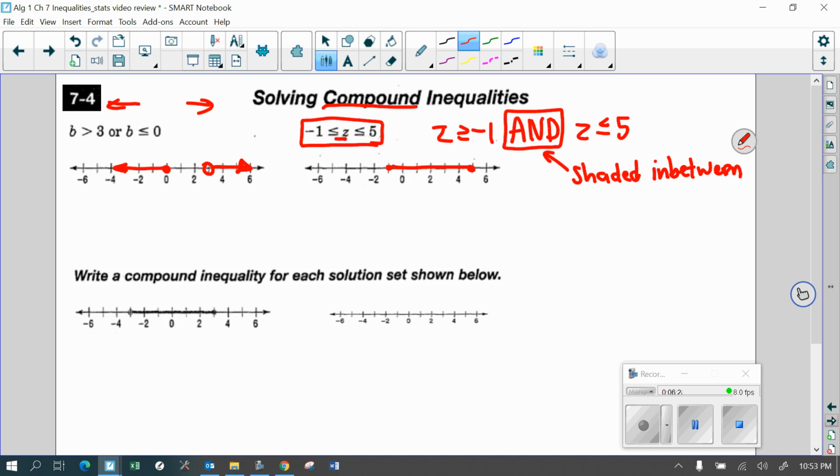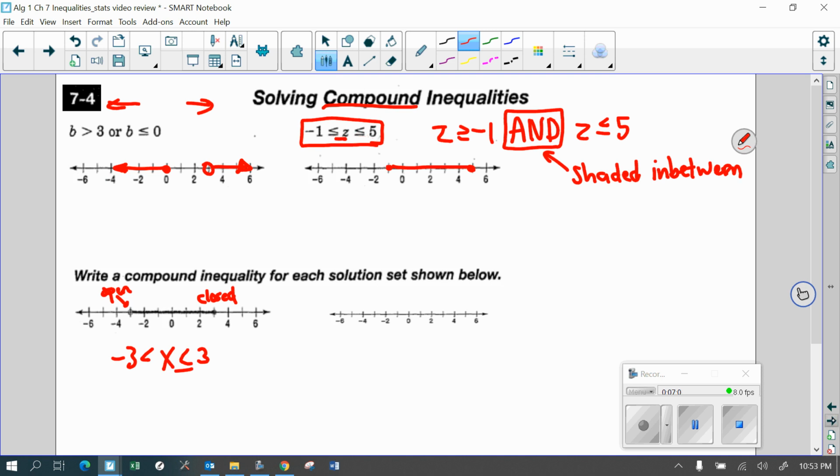Write a compound inequality for each solution set below. I would say b or x, doesn't matter, is greater than -3 and less than or equal to +3, right? Because that's an open circle if you can't tell, and this is a closed one.